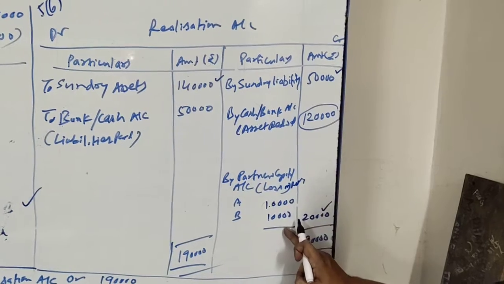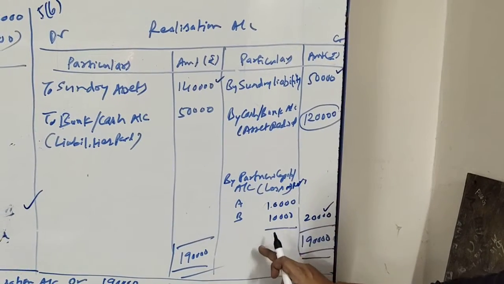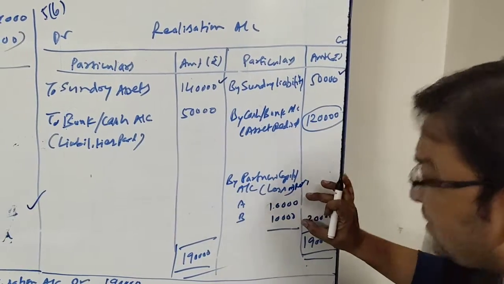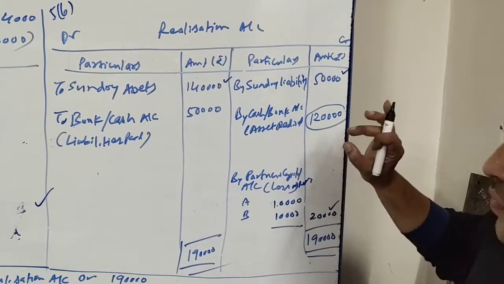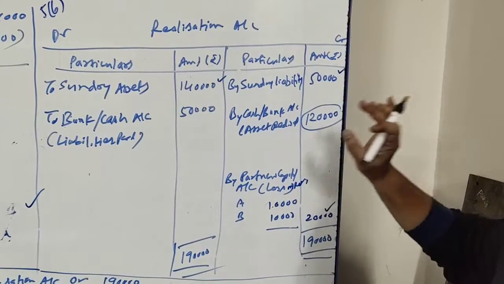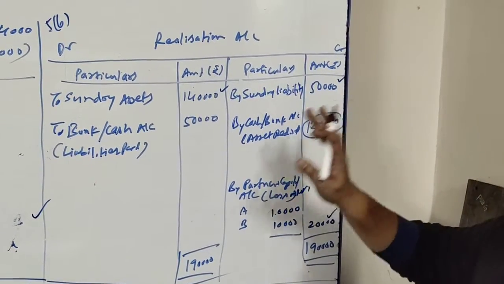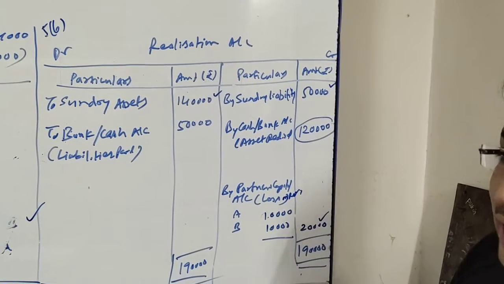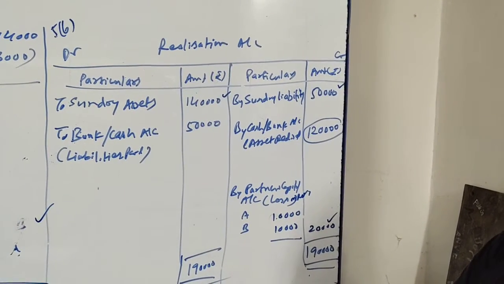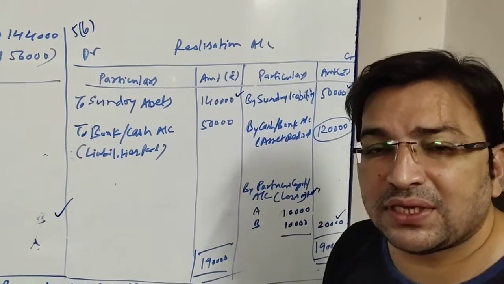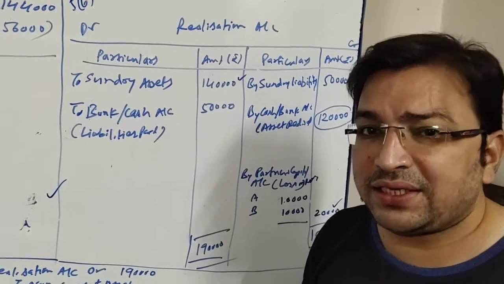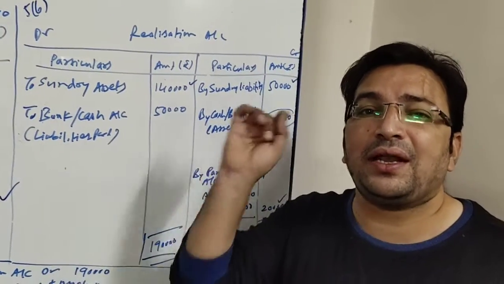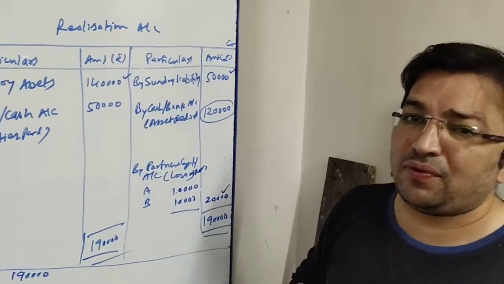So 10,000 will be distributed because the profit and loss sharing ratio is not given, so we assume it to be equal. Now friends, we have not been given the loss, we have been given assets and liabilities. What we have to do here is pay the liabilities and collect the amount for the assets, but the value is not given. How much of the assets is realized and how much of the liabilities is paid off? In that case, we will have to assume that liabilities are paid off at their book value.